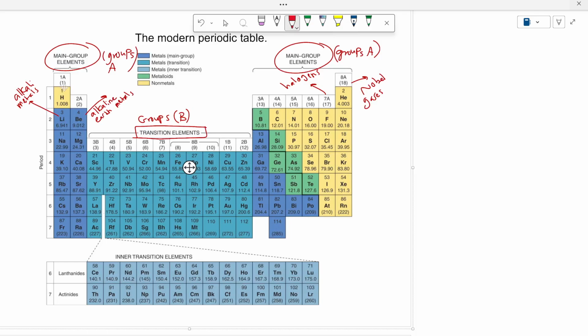We start with hydrogen here, which is 1, then 2, helium, then go back 3, 4, 5, 6, 7, 8, 9, 10, and so on. By the way, you can find here the upper number is the atomic number, while in the previous example, the lower number was the atomic number.